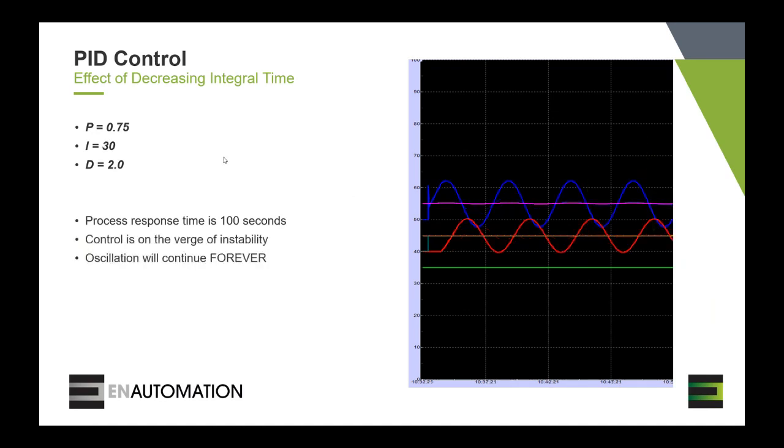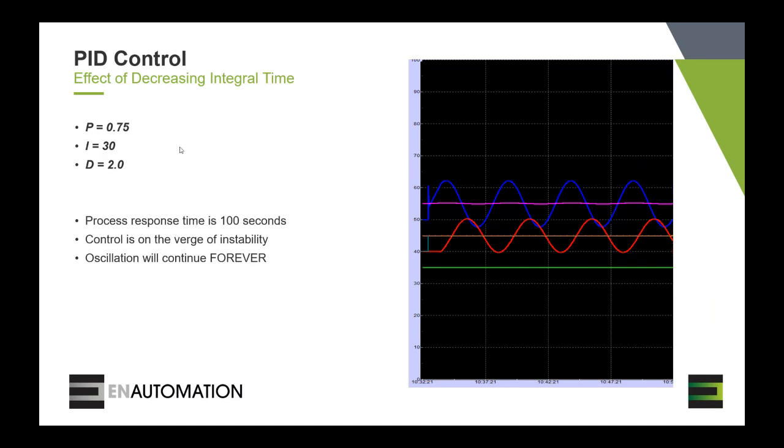So once we reduce the integral time down to 30 seconds, we reach the point where the process again is on the verge of instability. The overshoot and undershoot is the same on each cycle, and it'll continue oscillating like this forever. We have reached the point of instability of the PID controller.